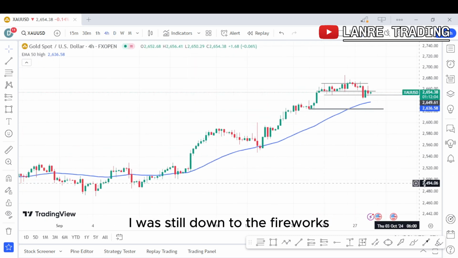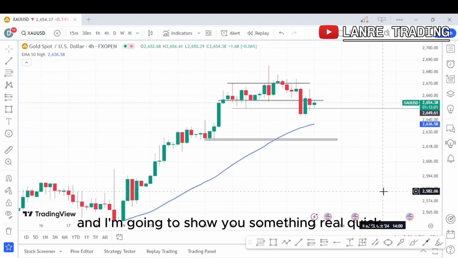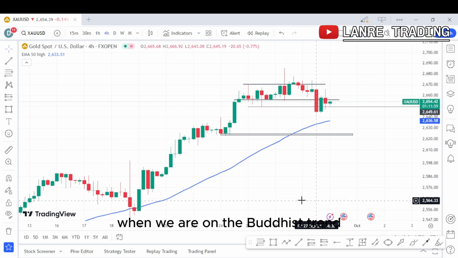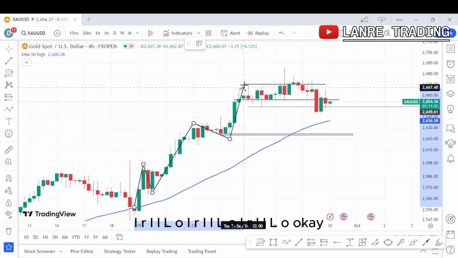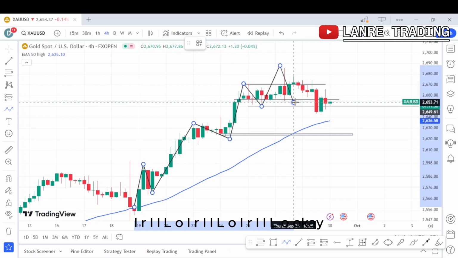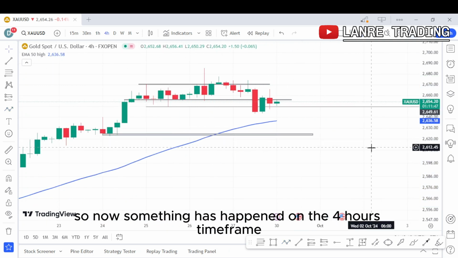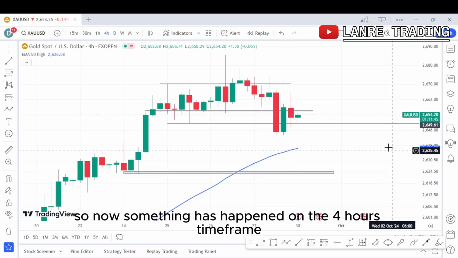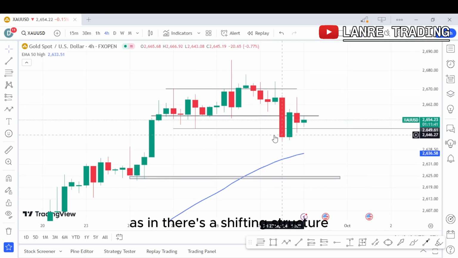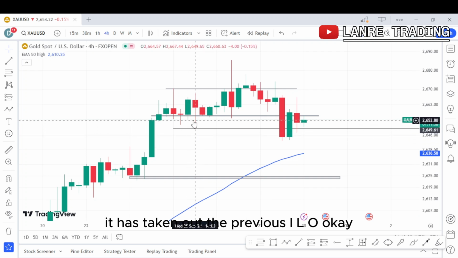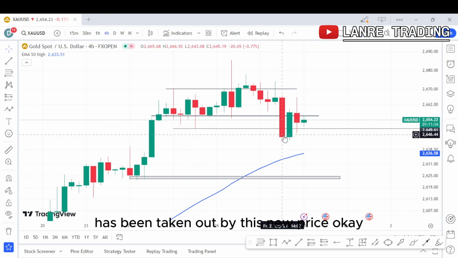I will scale down to the 4 hours time frame to show you something real quick. And you know the basic market structure, when we are on a bullish trend, the market tends to form what? A series of higher high, higher low, higher high, higher low. Now something has happened on the 4 hours time frame. You see, the price has changed, as there's a shift in structure. It has taken out the previous higher low. This previous higher low has been taken out by this new price.